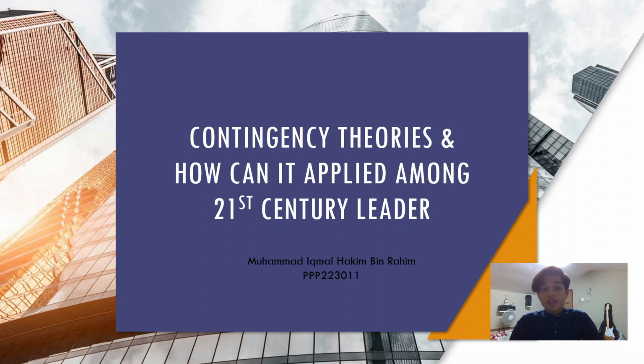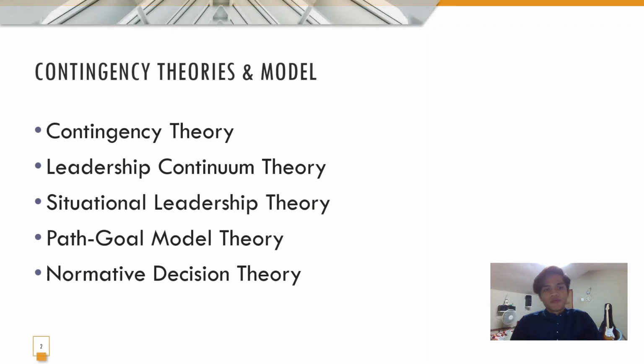So I will explain about contingency theories and how they can be applied among 21st century leaders. Before I start, I will explain briefly about contingency theories and models. We have five here: first, contingency theory, leadership continuum theory, situational leadership theory, path goal model theory, and normative decision theory. So we will go one by one.